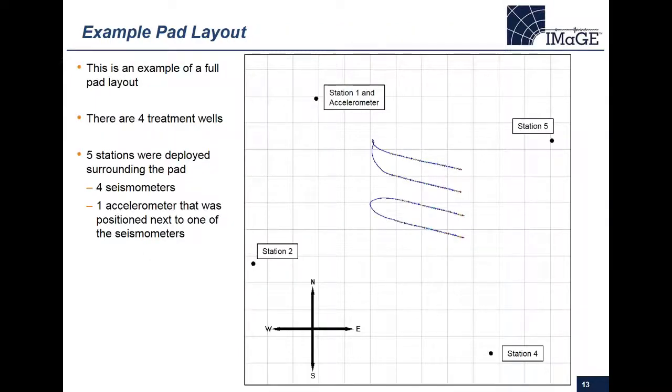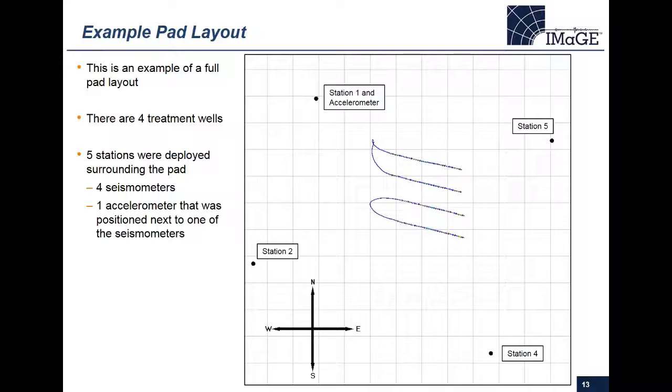All right, so now I'll cover a bit of an example case study, I guess. So here we've got 4 treatment wells, you can see drawn in blue here. And around this site, we've placed 5 sensors in 4 stations. So 4 of them were broadband seismometers, and there's also been an accelerometer placed at the same location as one of the broadband seismometers.